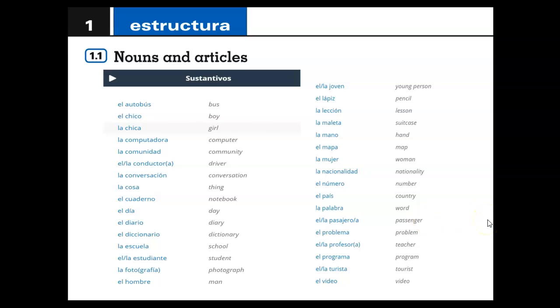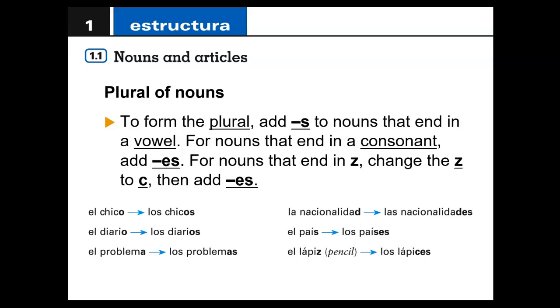So moving on. Plural of nouns. How do we make these nouns plural? To form the plural, you're going to add an S to nouns that end in a vowel. For nouns that end in a consonant, you're going to add ES. For nouns that end in Z, you change the Z to a C, then you add ES.